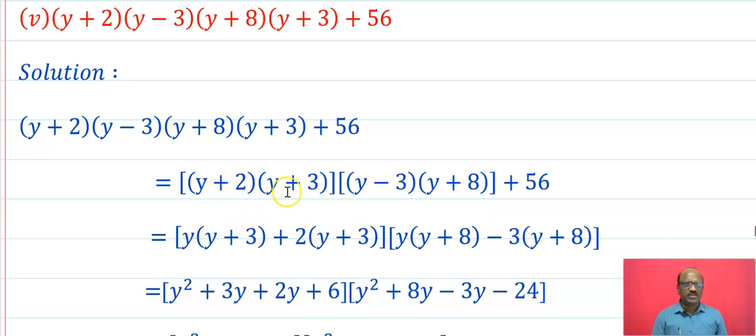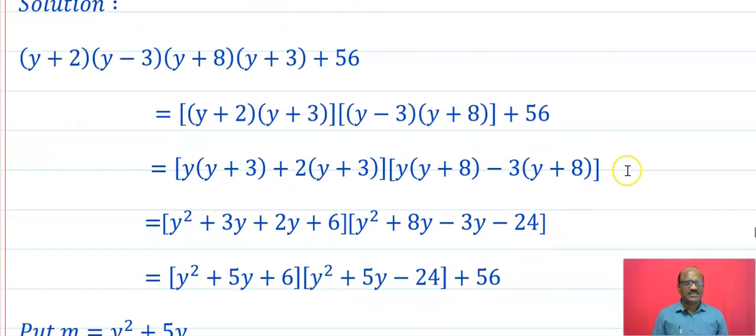The product of y plus 2 and y plus 3: y into y plus 3 plus 2 in bracket y plus 3. What about the product of y minus 3 into y plus 8? It is y into in bracket y plus 8 minus 3 in bracket y plus 8, plus 56. I had forgotten to write that. And here is a plus 56.